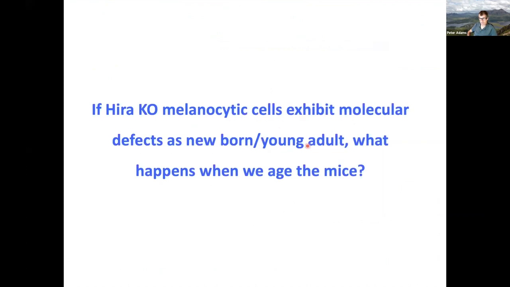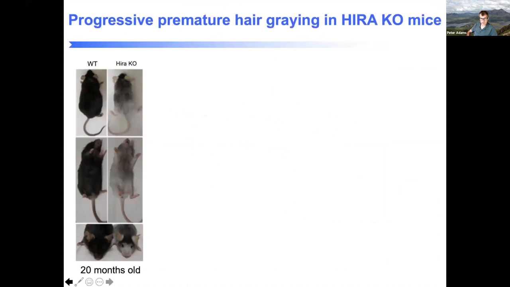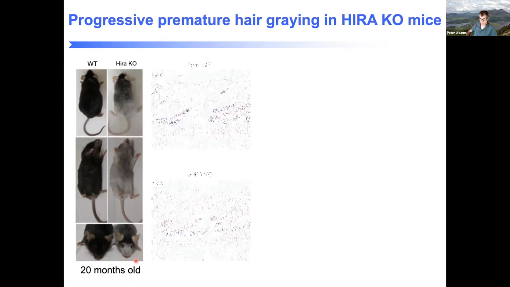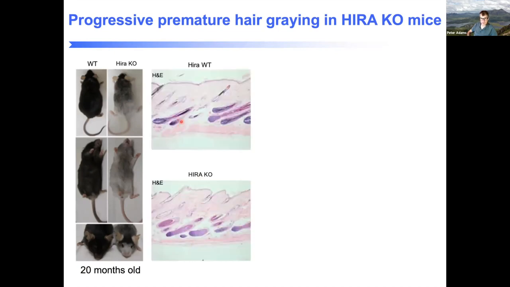So we wondered how this is going to impact upon the aging of these mice. So what Farah did next was to age these mice to 20 months old. And you can see that the wild type mice age as expected. By 20 months old, these mice are still normally pigmented. But by this point, the HIRA knockout mice have a very dramatic premature hair graying phenotype, so that by 2 years old, these mice are pretty much white. And not surprisingly, we can see that there's less pigment within the hair follicles of these knockout mice.